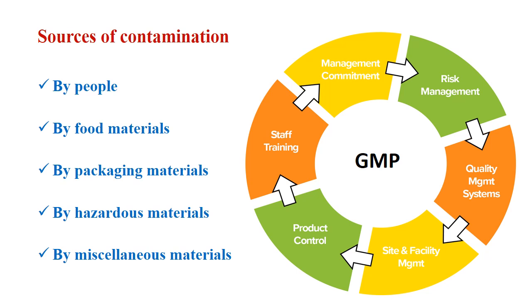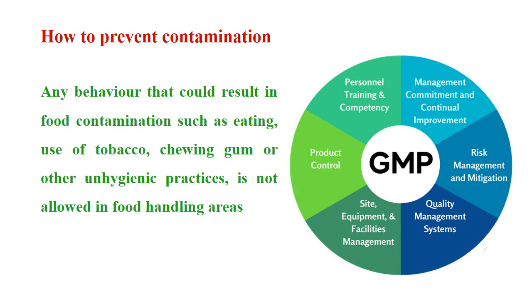So in the right side diagram, once again we can see the GMP, where it starts with quality management system, site and facility management, product control, staff training, management commitment and risk management. So this is a continuous process through which good quality can be maintained in a food plant or dairy plant. Here we will see how to prevent contamination.